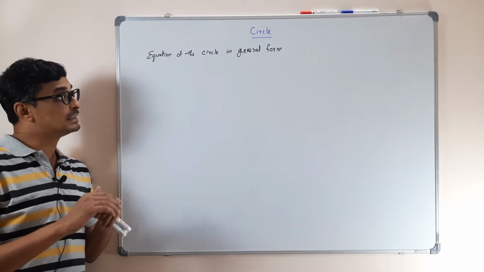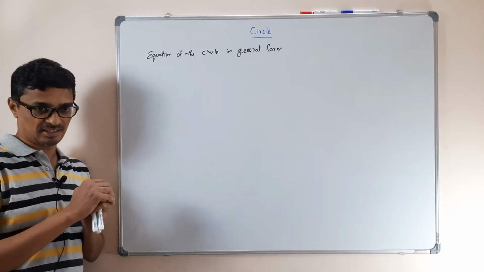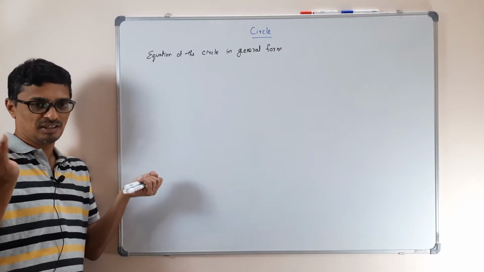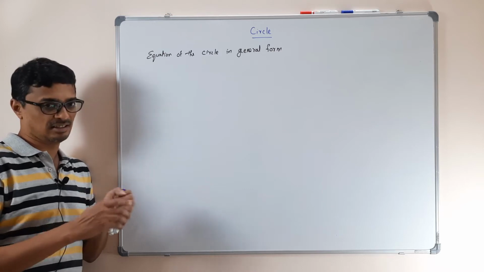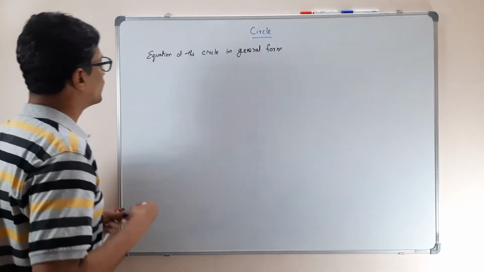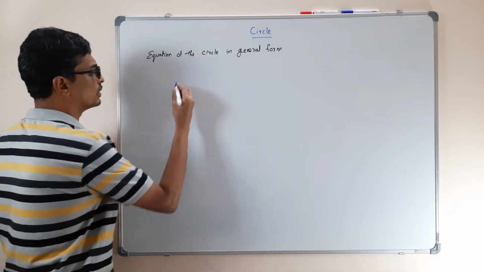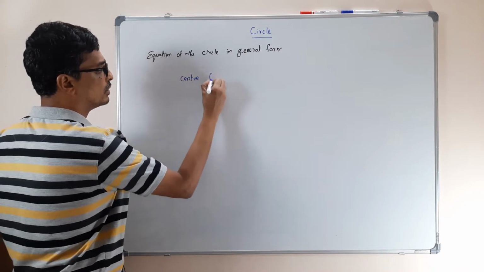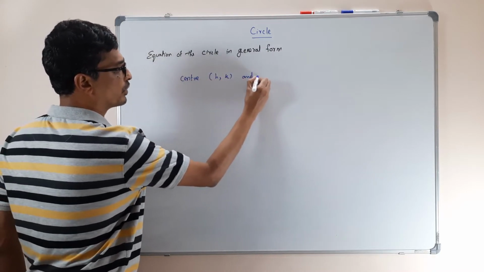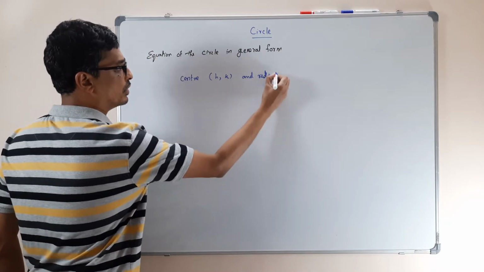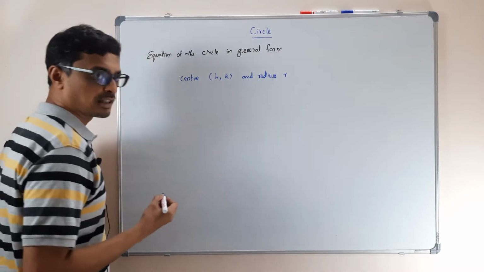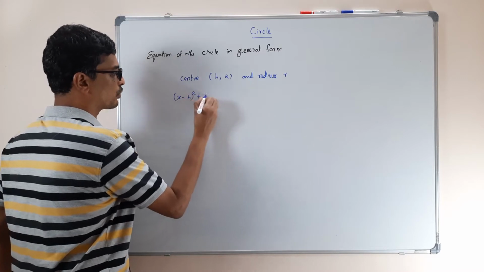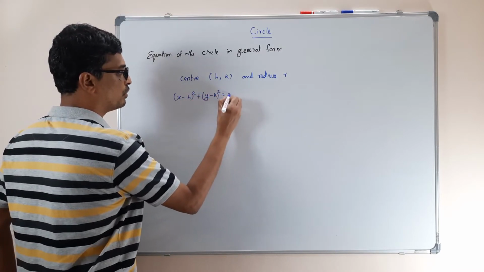So, let us write out what will be the general equation of a circle. Like what we did in the straight line, the general equation of a straight line, ax plus by plus c equal to 0. Similarly, what will be the general equation of a circle? Let us start with the center of the circle. If I give you a circle with center h comma k and radius r, can you get the equation of the circle? You know, right? It will be x minus h whole square plus y minus k whole square equal to r square.